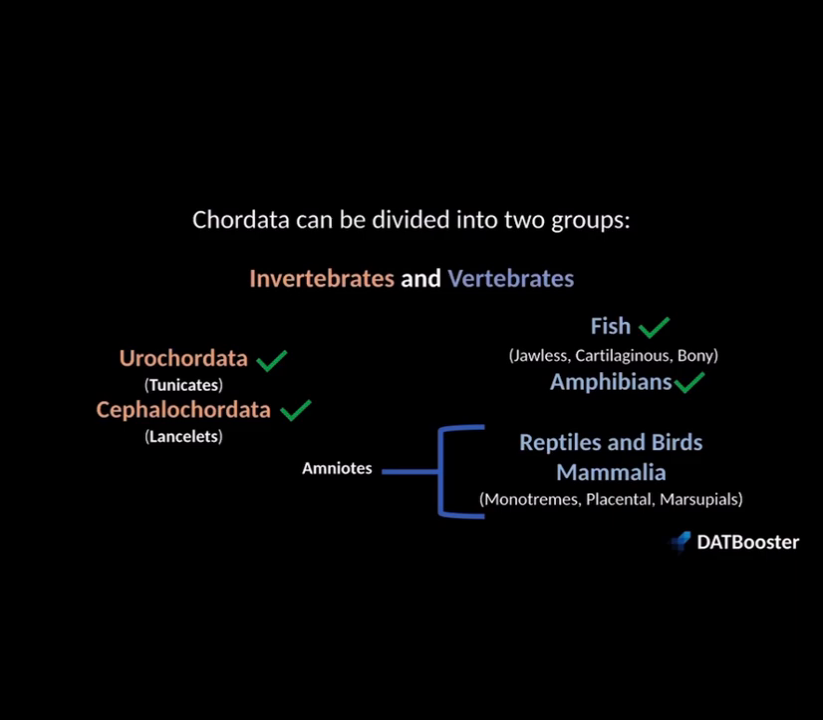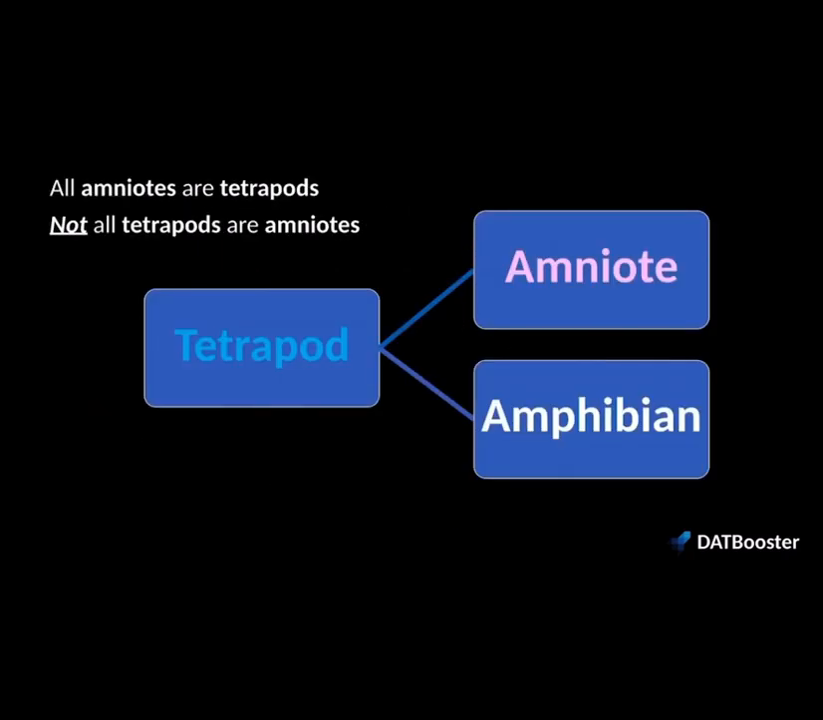We have gone through fish and amphibians. Now we are going to look at amniotes. Amniotes are reptiles, birds, and mammals. So you may encounter a trick question about amniotes. What you need to remember is that all amniotes are tetrapods. Remember, tetrapods have 4 limbs, but not all tetrapods are considered amniotes. And the reason for that is because of the amphibians. Amphibians are tetrapods, but they are not amniotes.